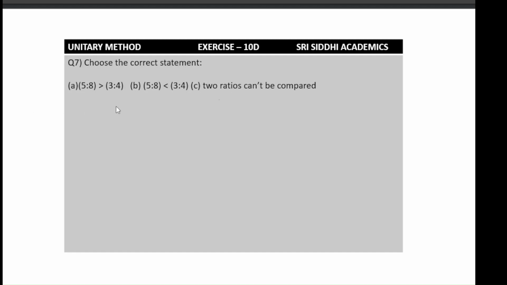C is ruled out from the very beginning, because just like we have equivalent fractions, we can compare these two ratios by bringing them into equivalent ratio form and then check which one is the bigger ratio. So 5 is to 8, I can write like this, 5 by 8. Similarly, 3 is to 4 also I can write in the form of the fraction 3/4. Now I will find the LCM and make the denominator common, the same thing that we do while checking which fraction is greater.